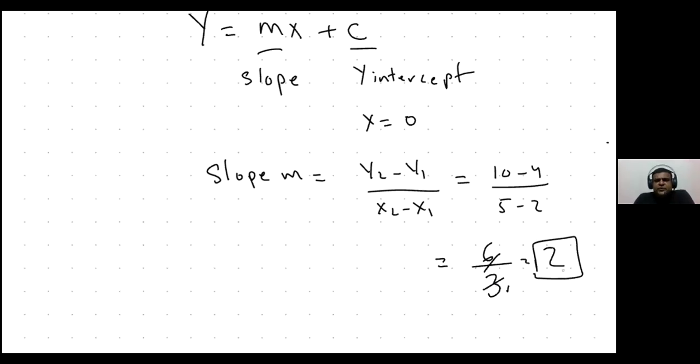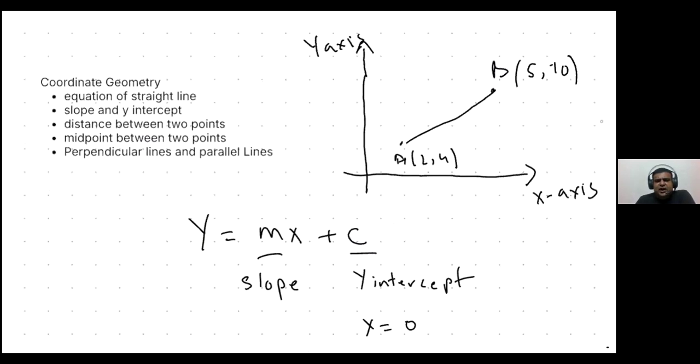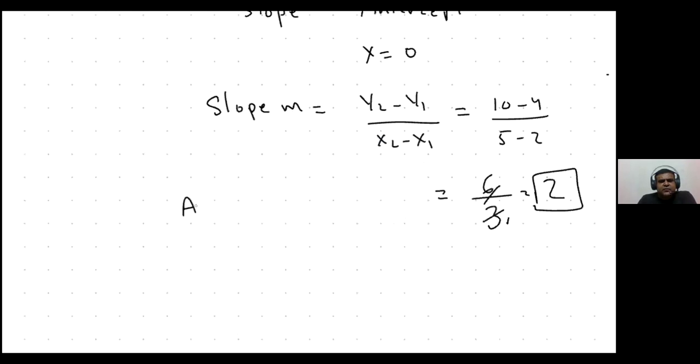Now, what we do next is find the y-intercept. How can we find the y-intercept of this line? We can take any point on the line, either the starting point or the ending point, A or B. Let's take A. A is 2 and 4, right? So let's write it down. Our equation of line is again y equals mx plus c, where y is 4, m is 2, x is 2, plus c. So we get 4 equals 4 plus c.